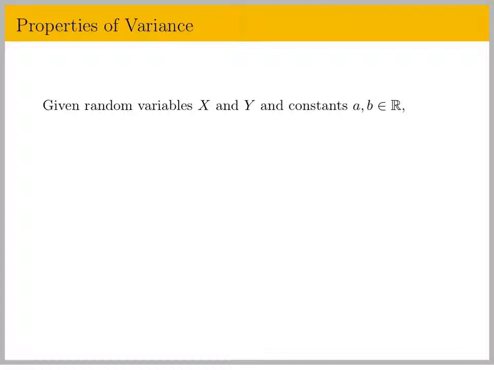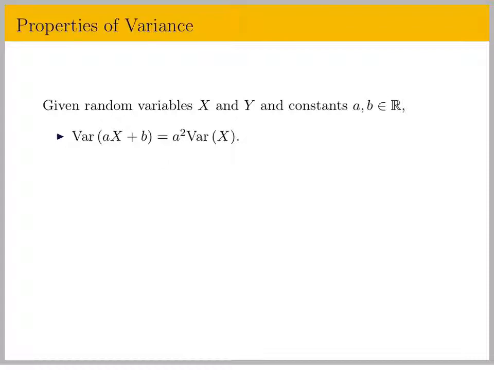So given two random variables, x and y, and constants, a and b, that lie in the real line, if you recall, the real line is just the whole line of numbers from negative infinity all the way up to infinity, 0 lying right in the middle. Any number, any decimal, integer, whatever it may be. So this a and b are just constants, any type of constant, i.e. they're not random.